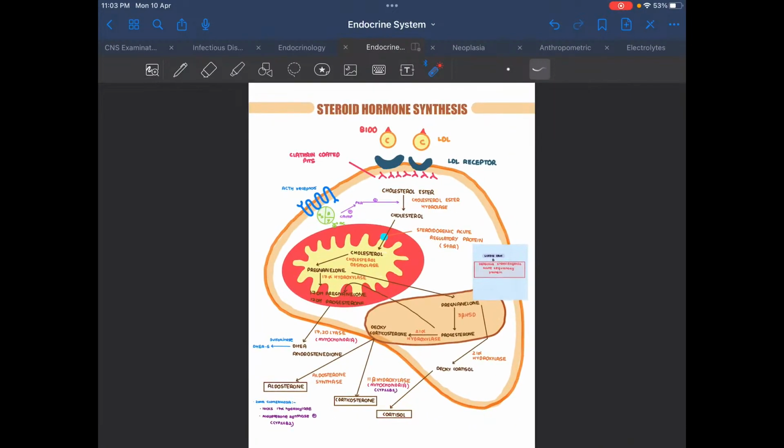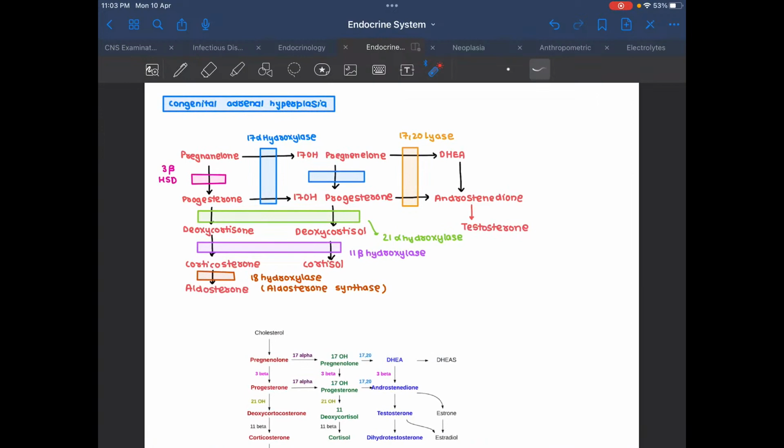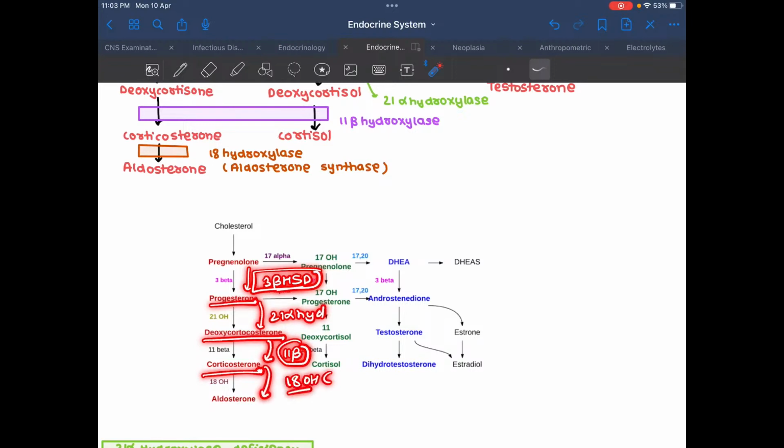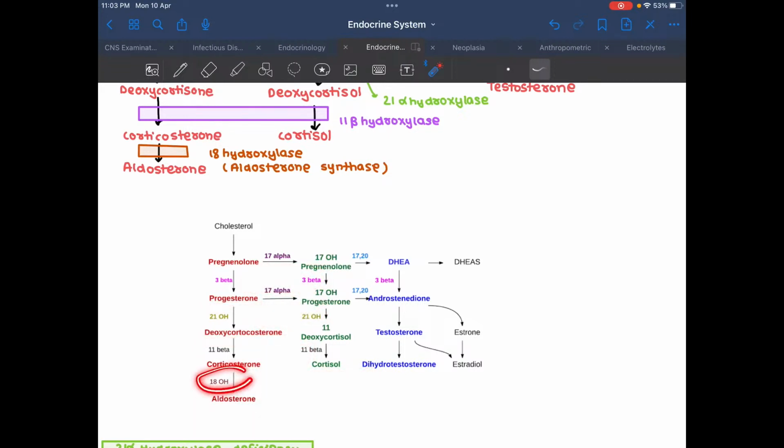This is the table that I'm going to refer you to, how cholesterol gets converted to pregnenolone. Then pregnenolone is acted upon by the enzyme 3-beta hydroxysteroid dehydrogenase to convert it into progesterone. Progesterone gets converted by 21-alpha hydroxylase into deoxycorticosterone. This deoxycorticosterone gets converted to corticosterone by 11-beta hydroxylase, and then corticosterone gets converted to aldosterone by 18 hydroxylase. That is also known as the aldosterone synthase enzyme. Only thing is, this enzyme, aldosterone synthase, is only present in the zona glomerulosa and nowhere else, and that is why glomerulosa only produces aldosterone.